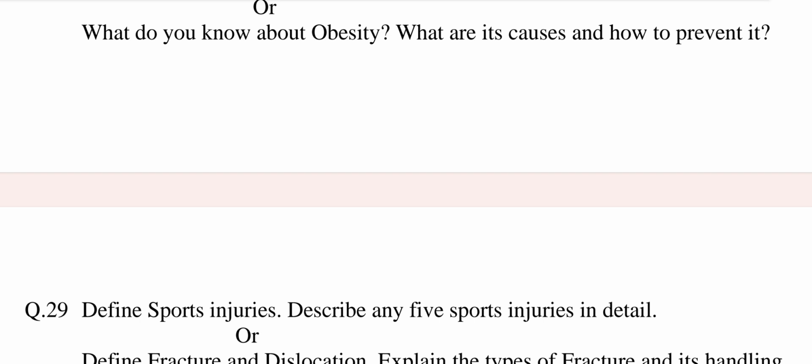Causes of obesity. Few causes of obesity are as listed below. Number 1, hormonal imbalance. 2, age factors. Number 3, overnutrition. 4, genetic disorder. 5, economic status. 6, eating lots of junk food. 7, drinking of alcohol. 8, sedentary habit. 9, stress. 10, eating lots of sweets.